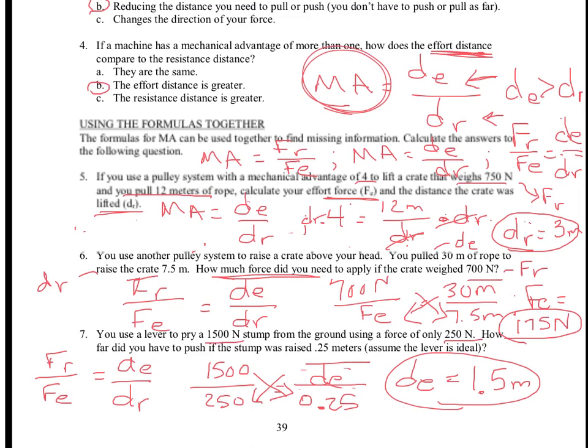Okay. And that's it. So that's it for calculating mechanical advantage. Each individual machine can have its own formula for mechanical advantage. But the two basic formulas are resistance force over effort force and effort distance divided by resistance distance. Okay. All right, that's it.